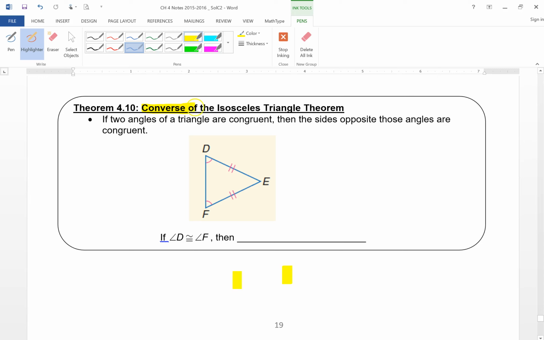All right, so this is the converse of the isosceles triangle theorem. Converse means we're going in the opposite direction. So before we said if you had two congruent sides, then the angles opposite are congruent. Now we're saying if you have two congruent angles, then the sides opposite are congruent. That's why it's called the converse of the isosceles triangle theorem.